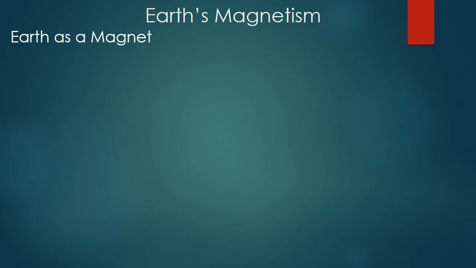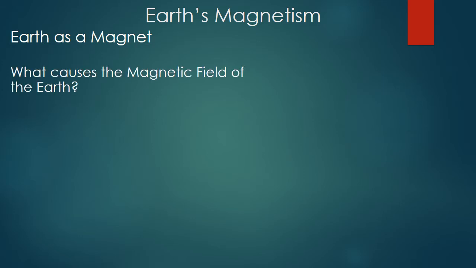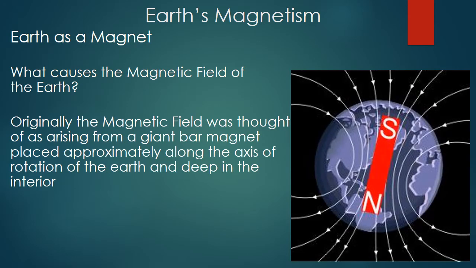Now we will discuss the cause of Earth's magnetic field. First, it was thought that the magnetic field of the Earth was arising from a bar magnet placed approximately along the axis of rotation of the Earth. But this assumption is not correct.